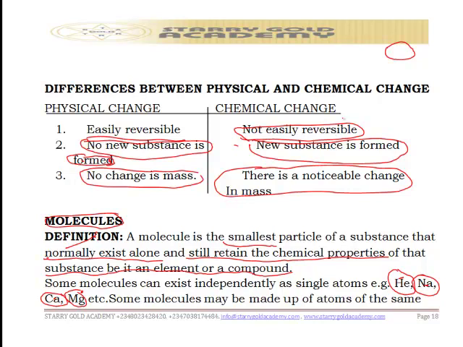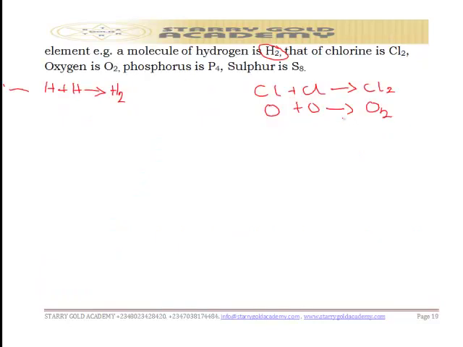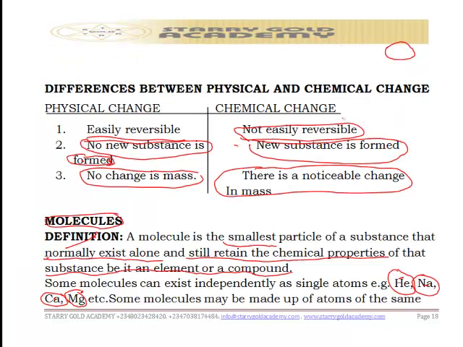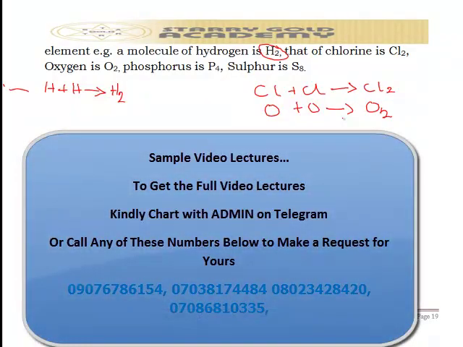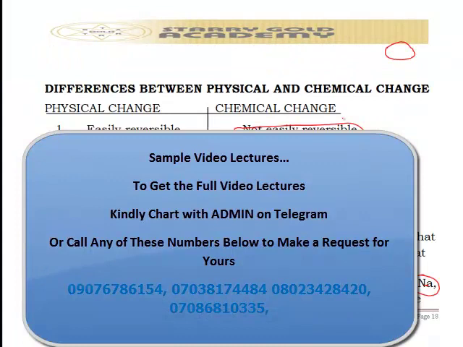I further explained that there are some elements that independently exist alone, singly as an atom, that behave as molecules. We have helium, sodium, calcium, magnesium, and so on. We have molecules made up of the same element, and molecules made up of different elements. In our previous class, we talked about molecules made up of the same element. We have oxygen, hydrogen, chlorine, phosphorus and the like.